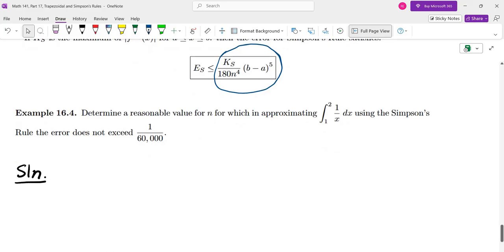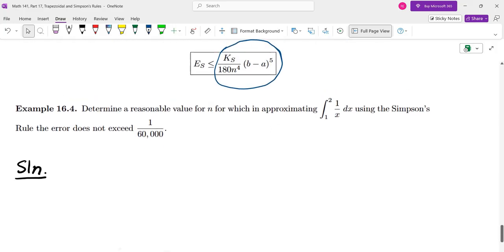So let's do one example on this. Determine a reasonable value of n for which, in approximating this integral using Simpson's rule, the error does not exceed 1 over 60,000. This is the exact same problem that we just did, except that the method is going from trapezoidal to Simpson's rule.